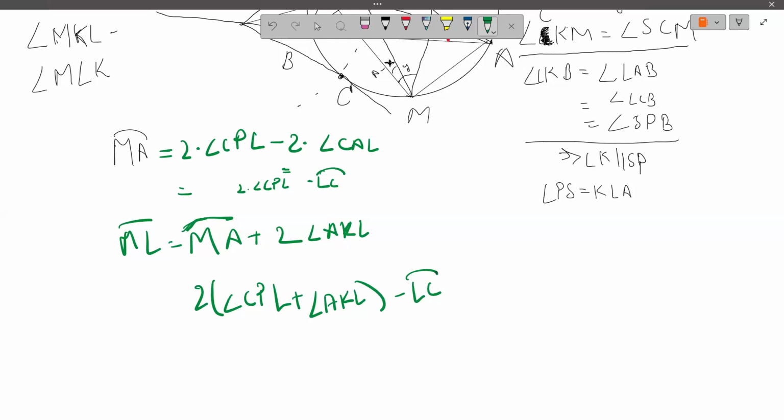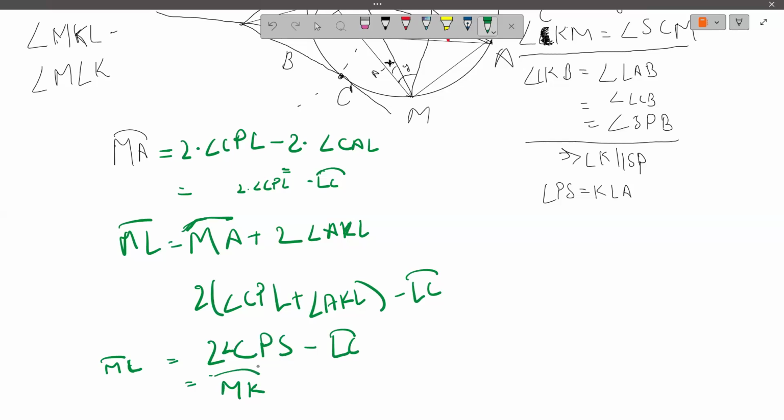So now with this, wait, which arc is the LC? Okay, so now what you can do is we know that that's equal to angle PCS, which is CPL plus AKL. It's angle CPS, minus arc LC, and we know that's MK, arc MK. Oh, damn, yes.